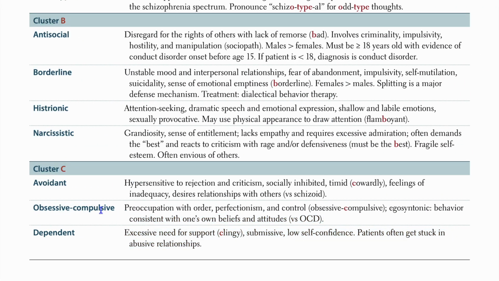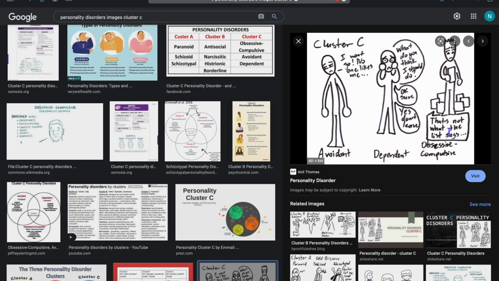Then there's obsessive compulsive. It's preoccupation with perfectionism and control. Egocentric: behavior consistent with one's own beliefs and attitudes, versus OCD. Okay. Obsessive compulsive, so that's not what the list says.